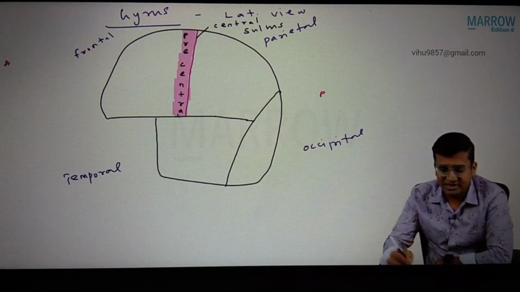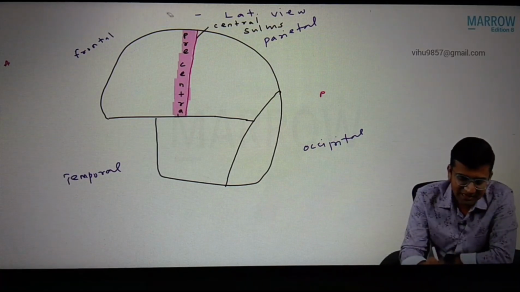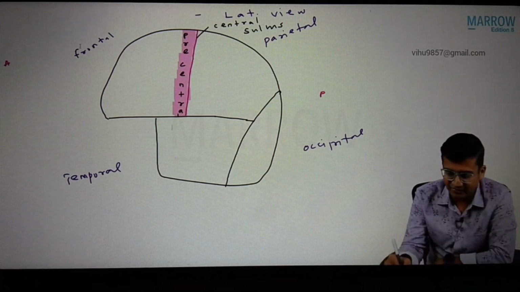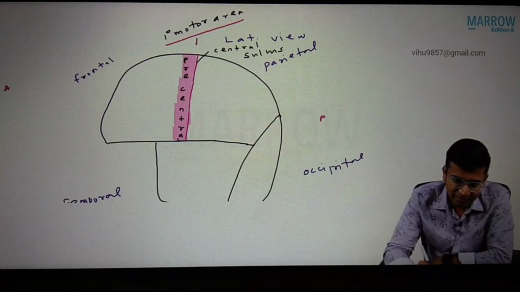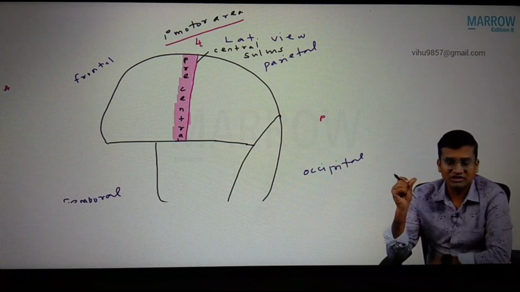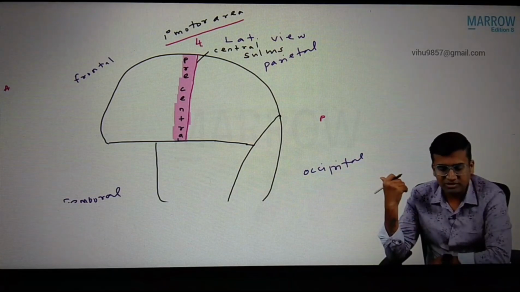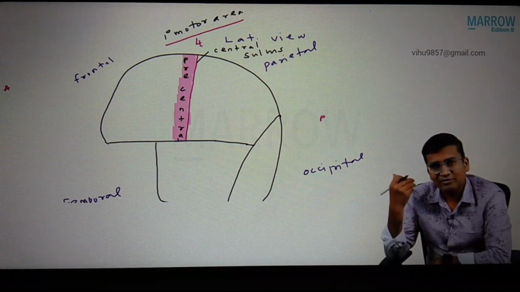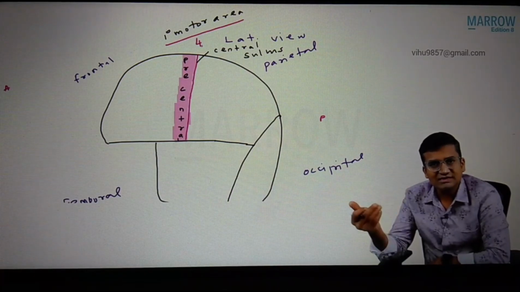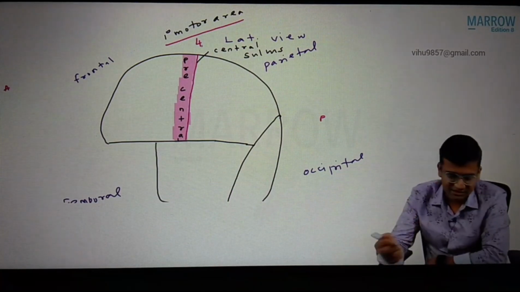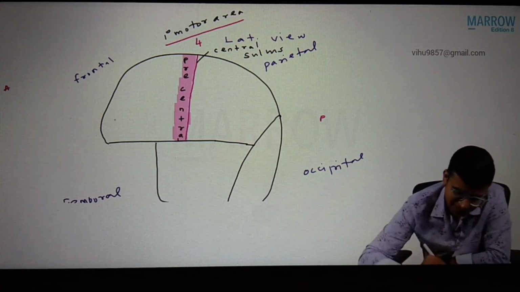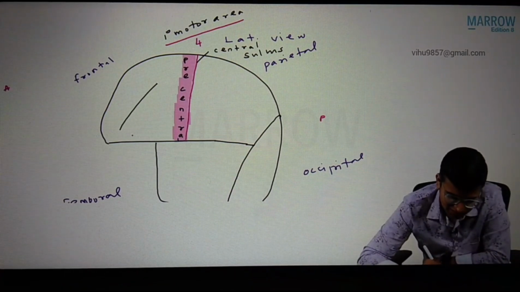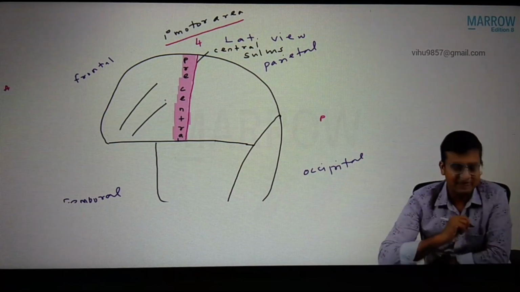So what is the function of precentral gyrus? The precentral gyrus is a primary motor area, Brodmann area number 4. Now in the frontal lobe, we have 2 sulci. So 2 sulci divide the frontal lobe into 3 gyri.